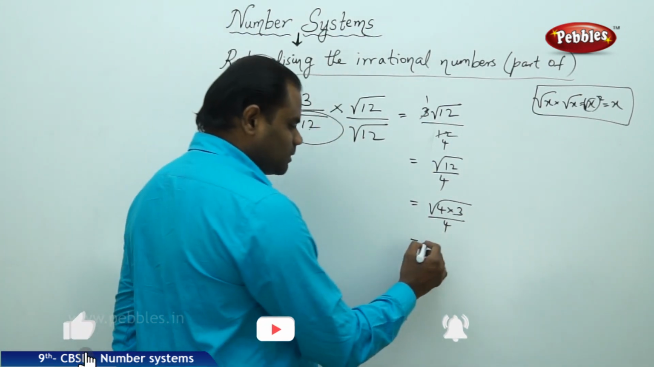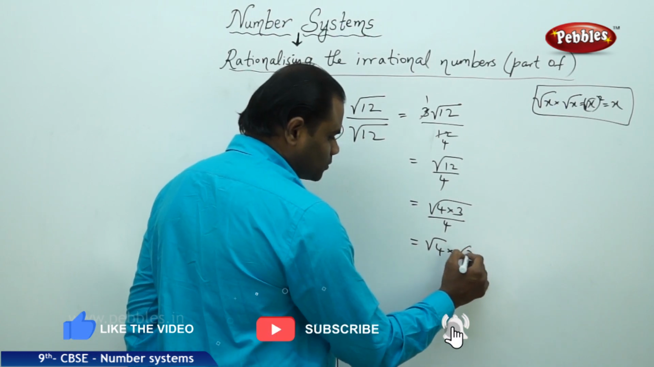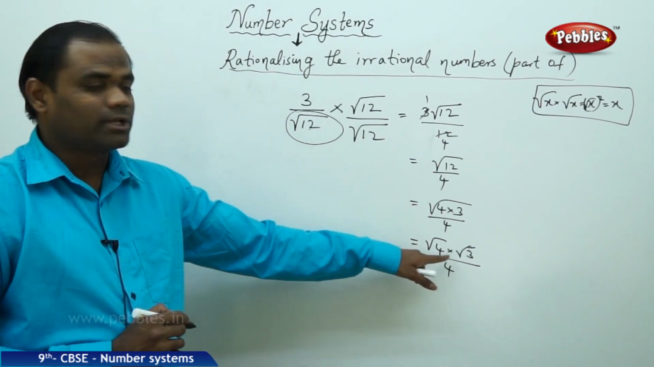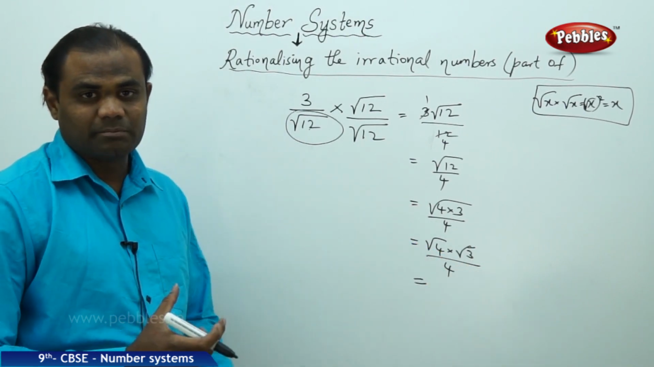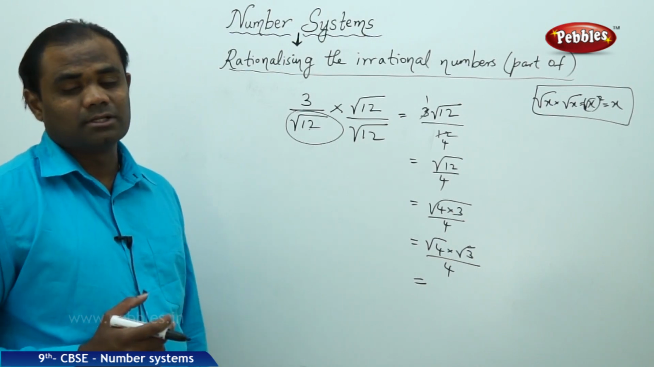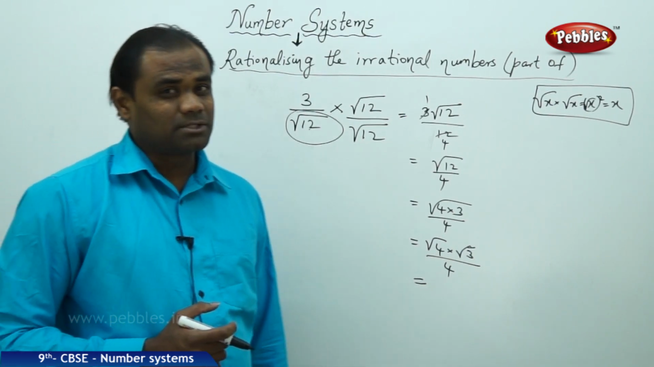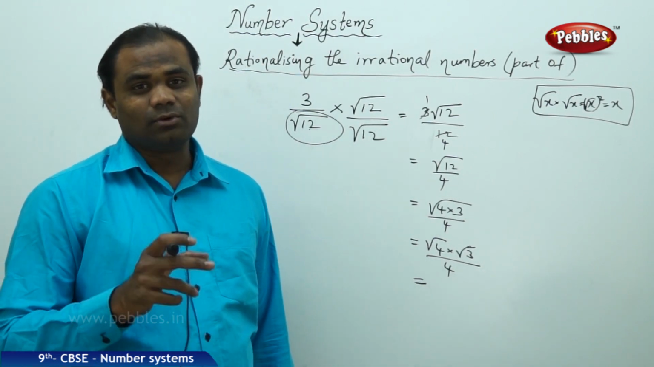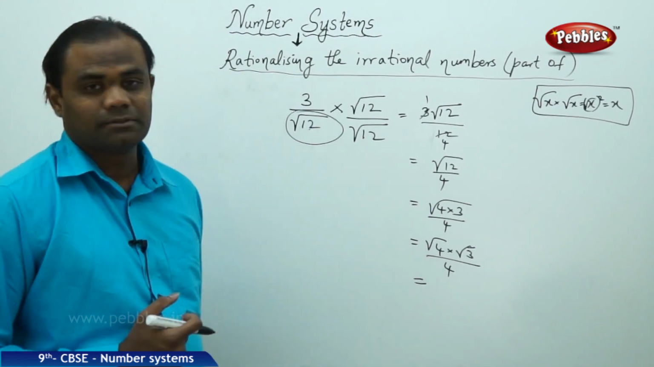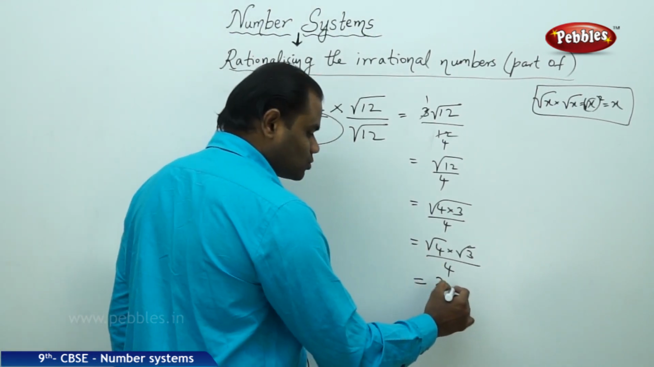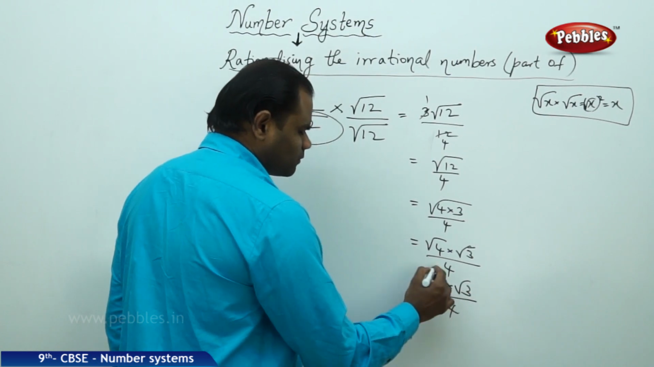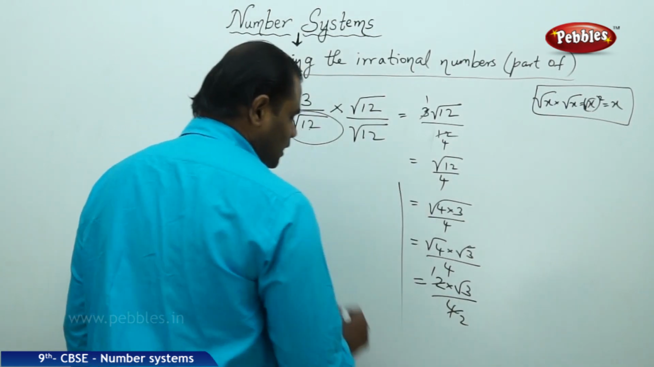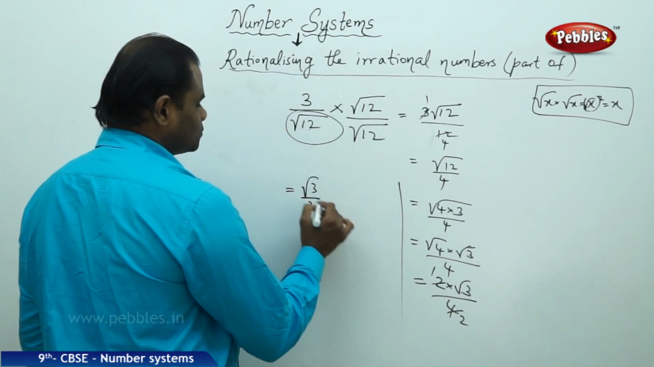So that this can be split as root 4 times root 3 by 4, because root AB is root A times root B. Every factor can be split in the root provided it is in multiplication. Root of A plus B is not equal to root A plus root B. The splitting of roots is possible only in division and multiplication. So I have root 4, which is 2, times root 3 by 4, which can be further simplified as 2 once and twice, so that the final answer is root 3 over 2.